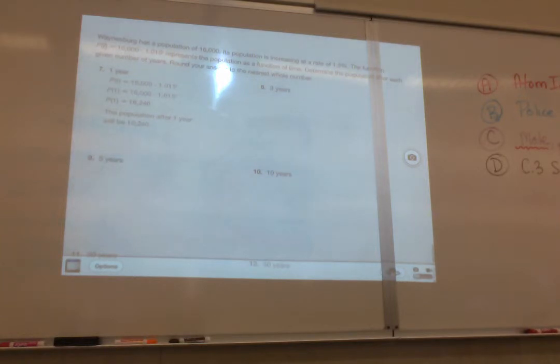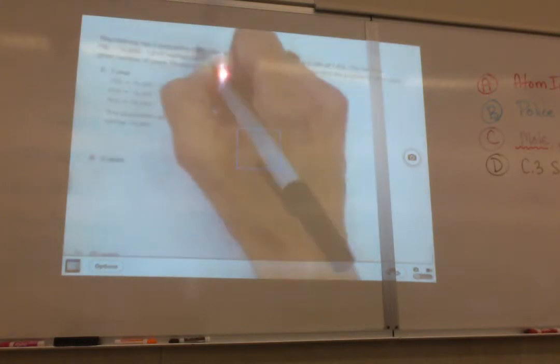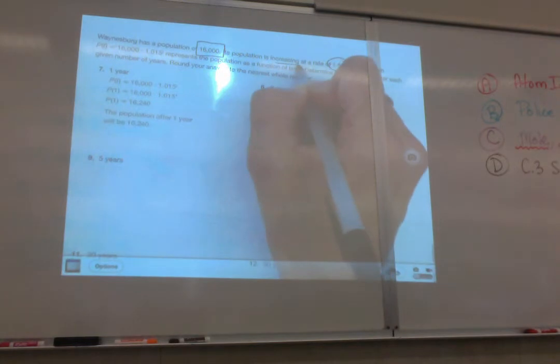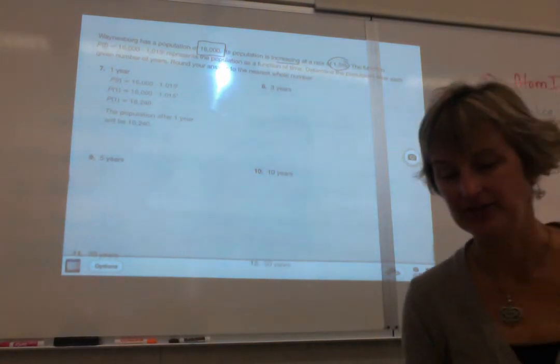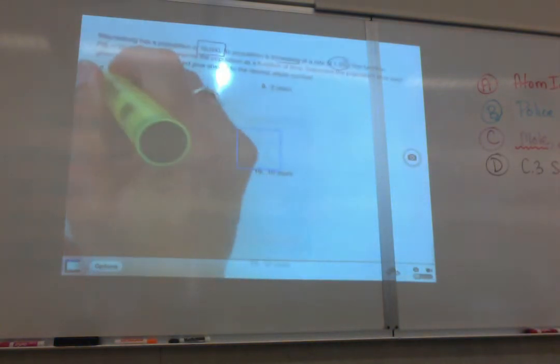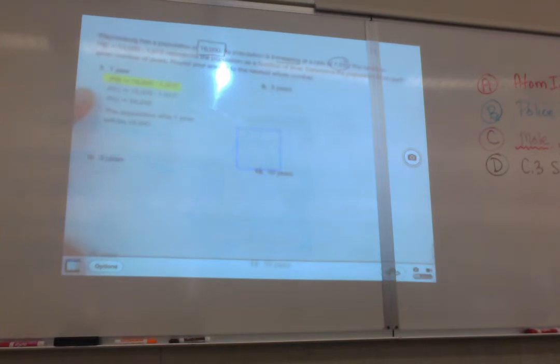Represent the population at this one point of time. Determine the population after each given number of years. Round your answer to the nearest whole number. Thank you. Initial population 16,000, rate 1.5, Jerry. This problem is increasing, and could you stop that, please? If you notice, they already give you a simplified form of the equation. They gave it to you in 2 places. All they want you to do is figure out what is the population in a certain number of years.